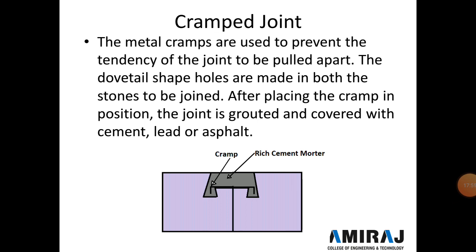Next is a cramped joint. The metal clamps are used to prevent the tendency of the joint to pull apart. The dovetail shaped holes are made in both the stones to be joined, and after placing the clamp in position the joint is grouted and covered with cement or lead or asphalt. So here see this figure, clamp is compulsorily required. So this is one type of clamp. So after clamping the two stones, rich mortar is filled up in the position.